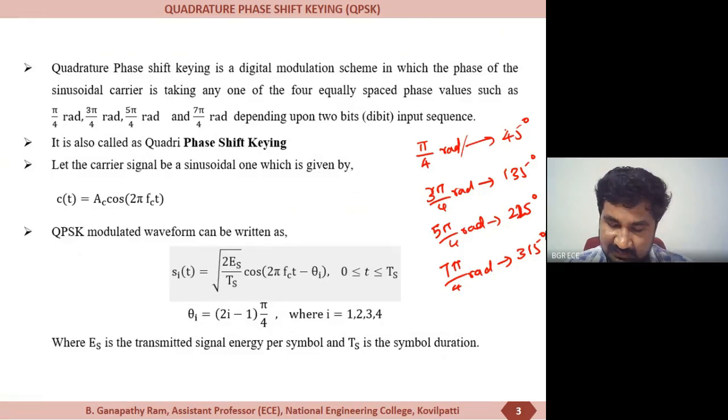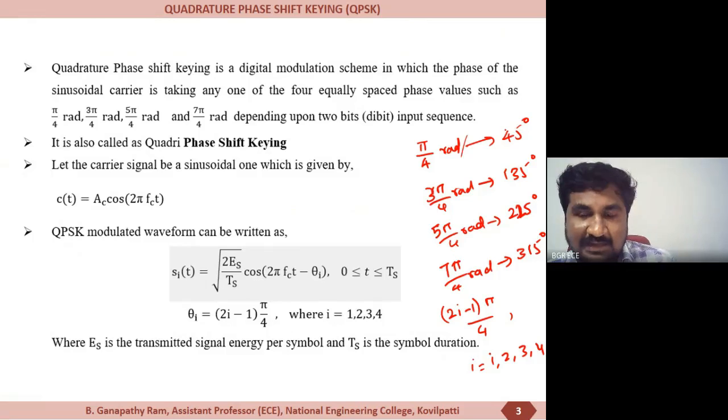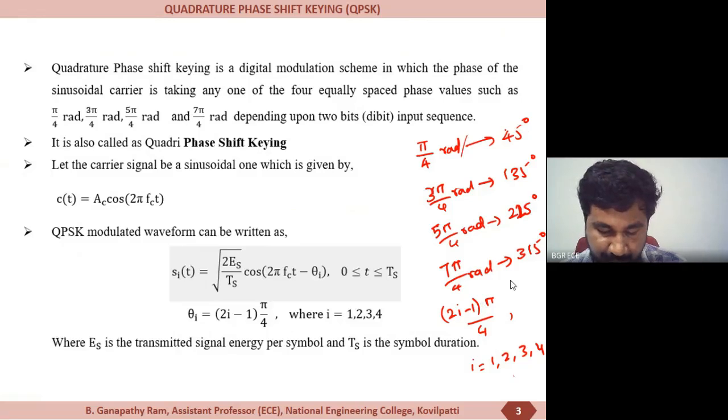In general, we can represent all these 4 phase angles with the expression (2i minus 1) pi by 4, where i is equal to 1, 2, 3, and 4. If i is equal to 1, 2i minus 1 becomes 1, so pi by 4 comes. If i is equal to 2, 2i minus 1 becomes 3, so it represents 3 pi by 4. If i is equal to 3, 2i minus 1 is 5, so it represents 5 pi by 4. If i is equal to 4, 2i minus 1 is 7, so it represents 7 pi by 4.